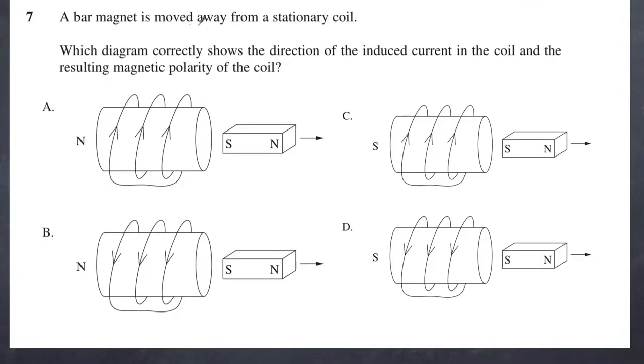Question number 7. We've got a bar magnet moving away from a stationary coil, and which diagram correctly shows the direction of the induced current in the coil and the resulting magnetic polarity of the coil?